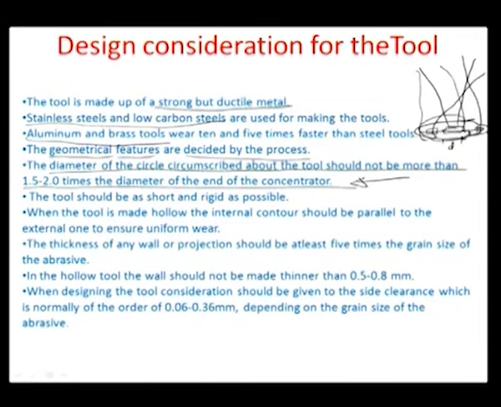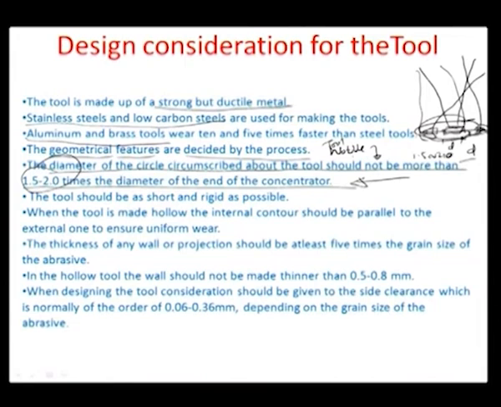So this diameter of the rotation of the tool should be less than 2 times the diameter of the end of the concentrator here. That's how wobble is prevented. So this is tool wobble, and these are some aspects that you need to be careful about.